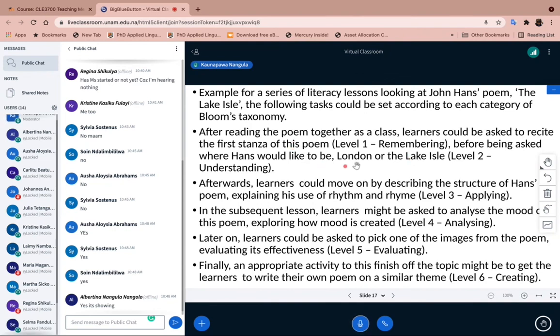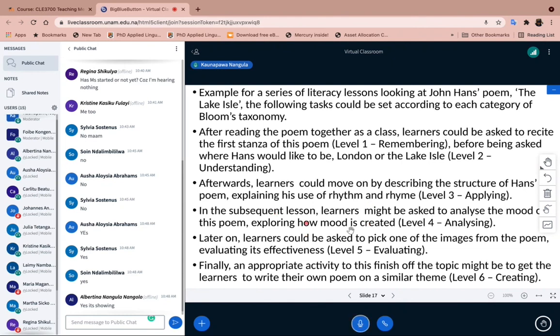Is it London or is it Lake Isle? And then the next activity for the next level, learners could move on by describing the structure of the poem, explaining his use of rhythm and rhyme. Okay, so that is now applying. They need to explain how he used rhythm and rhyme. They need to describe that.